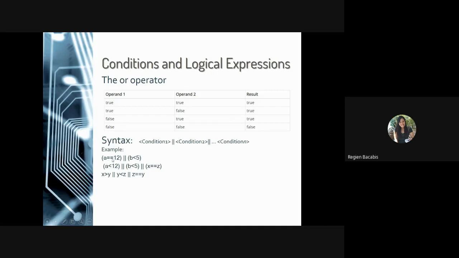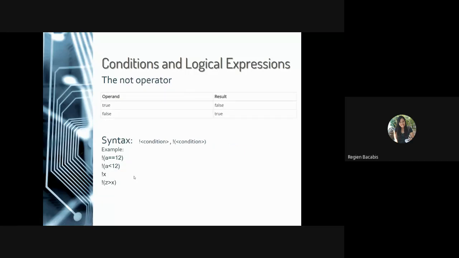So, an example is: A is equals to 12 or B is less than 5. You can also add more. Again, it is the same as earlier: evaluation is left to right. It evaluates the first one, and then compares that result with the next using OR. You could also not put parentheses, so that depends on you.